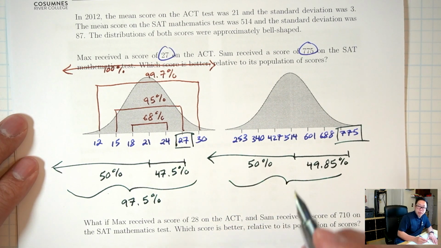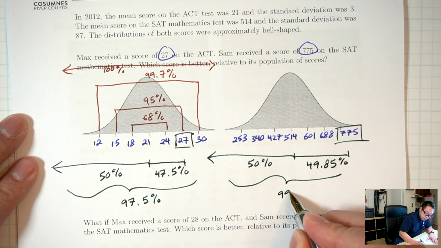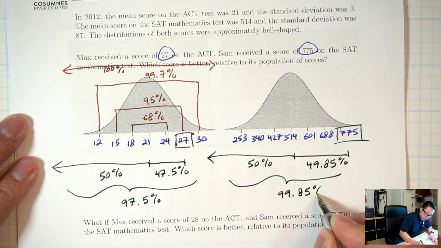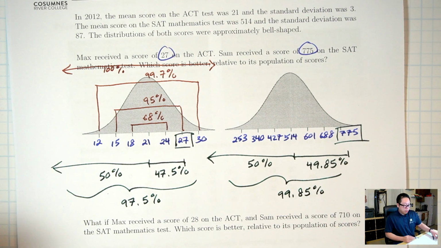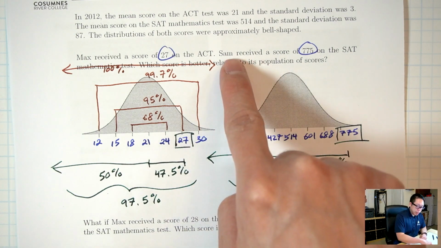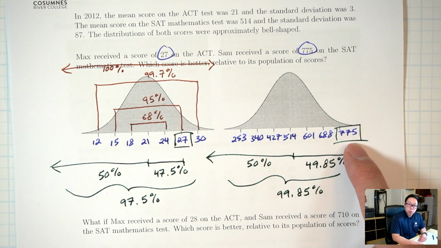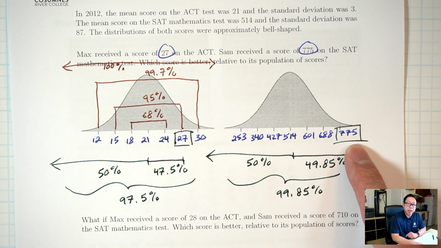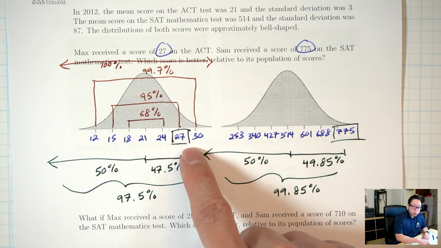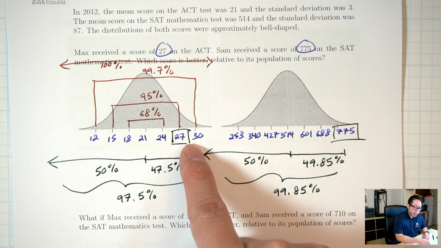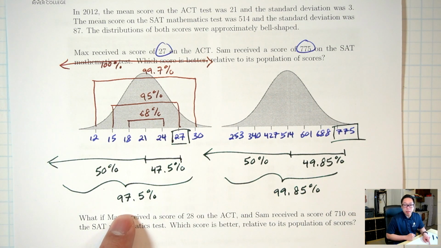Together, that's 99.85%. Okay, so what this is telling me is that Sam, who got a 775, his score is higher than 99.85% of the population who took the test. Max, who got a 27, his score is higher than 97.5% of the population who took the test.